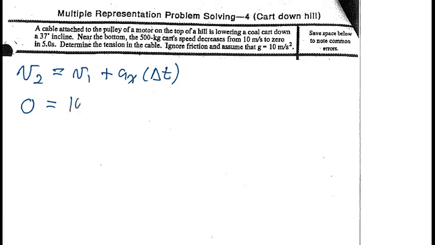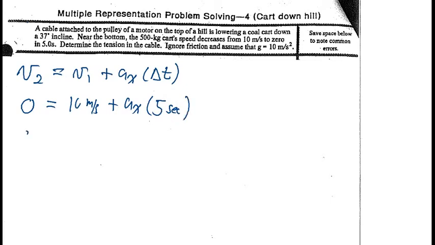So let's write down that v2 equals v1 plus the acceleration in the x direction multiplied by delta t. From our problem, the final velocity is given to be 0. The initial velocity is 10 meters per second, plus the acceleration in the x direction that we're trying to find, multiplied by the time interval of 5 seconds.